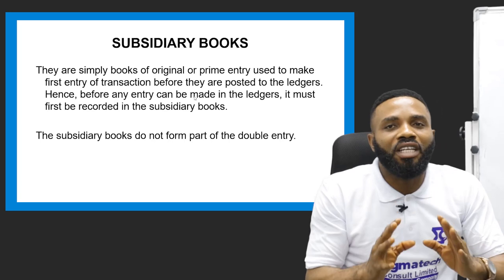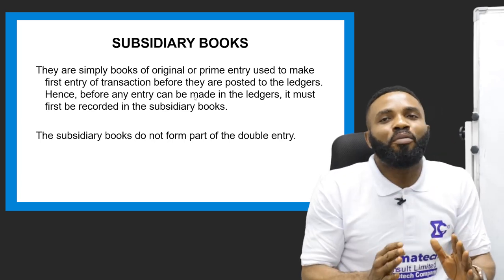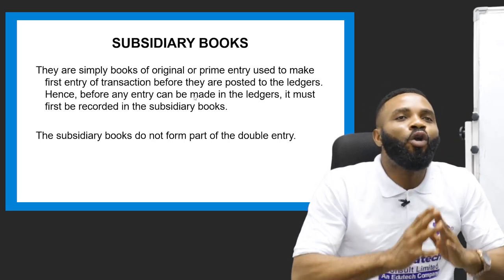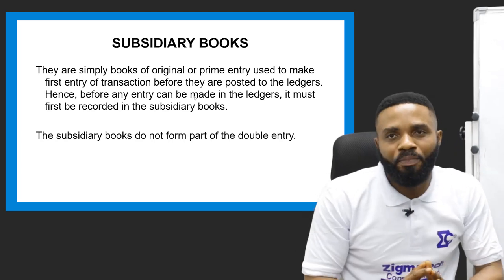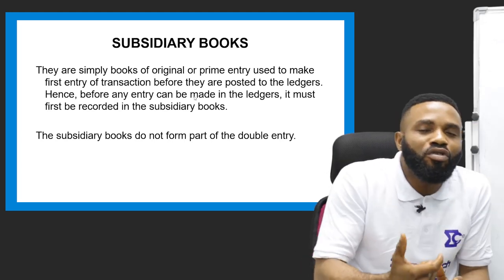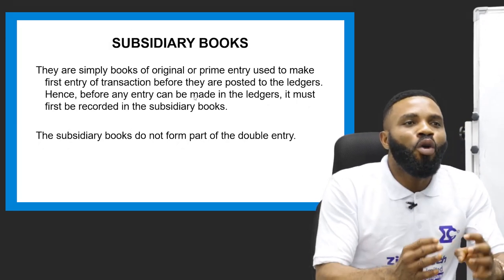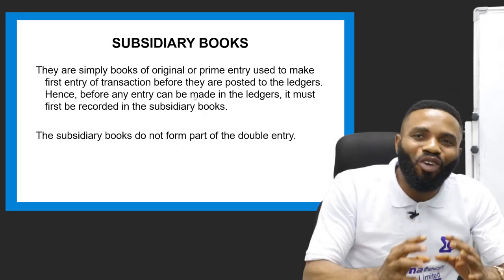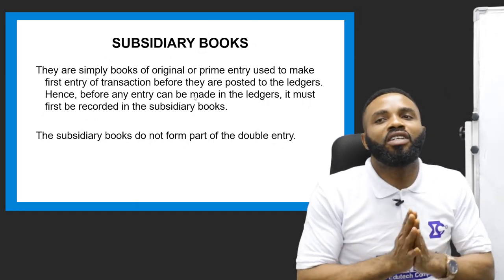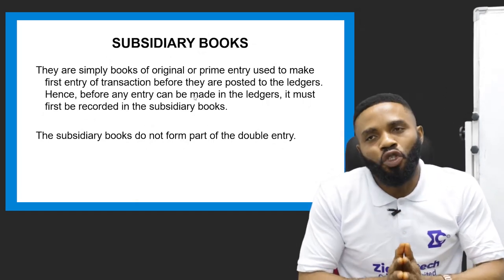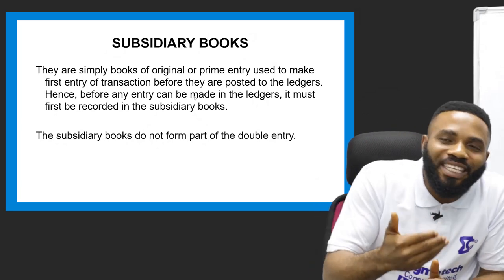So in accounting, the ledger is the principal book. It's the book where all other books are what? Found. But the subsidiary books is the subset of what? The ledger. It is the book where transactions are recorded first before they are what? Transferred to the what? To the ledger. That's why they call it subsidiary.